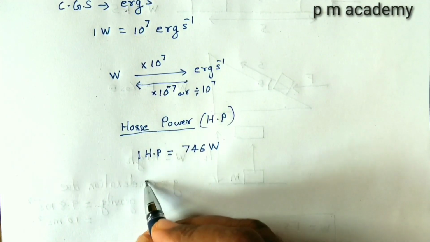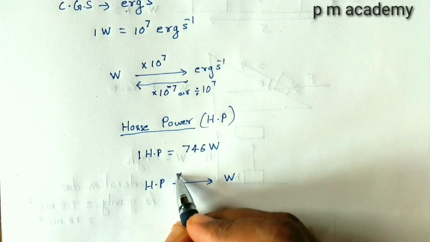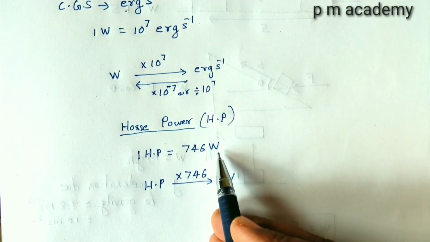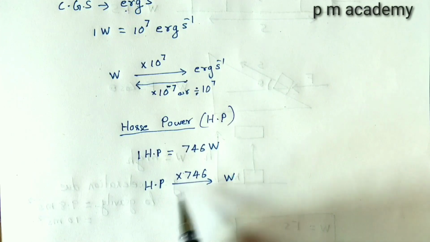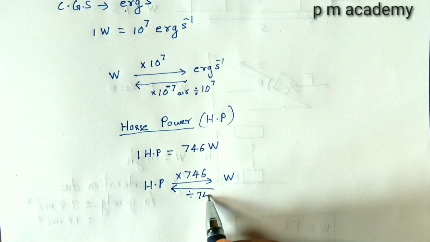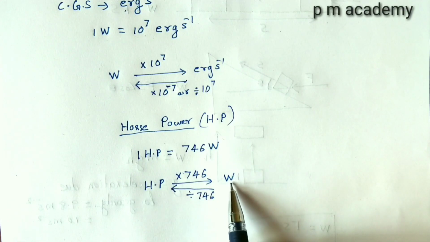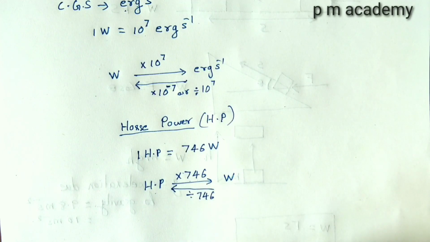Then to convert HP to watt, multiply with 746. Remember that HP is the larger unit, watt is the smaller unit. To convert larger unit to smaller unit, you have to multiply with 746. To convert smaller unit to larger unit, divide by 746. In some numericals the power will be given in HP. You have to convert the HP to watt, because watt is the SI unit of power. Remember the number 746. To convert HP to watt, multiply with 746.